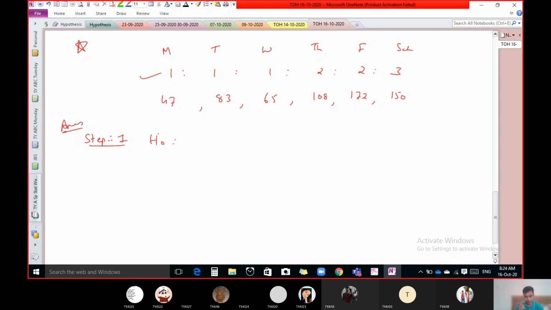Or you can write the books issued on Monday, Tuesday, Wednesday, Thursday, Friday, Saturday are in the ratio of 1 is to 1 is to 1 is to 2 is to 2 is to 3. So either you can write one same sentence for all the questions of chi-square: there is no significant difference between observed frequency and expected frequency. Nothing wrong in it. But if you want to write more precisely for the given question, then it's better to write according to the given data. So the claim of the librarian is true or the given claim is correct.